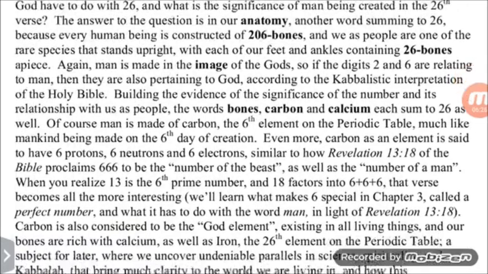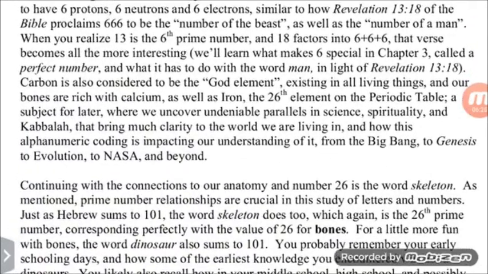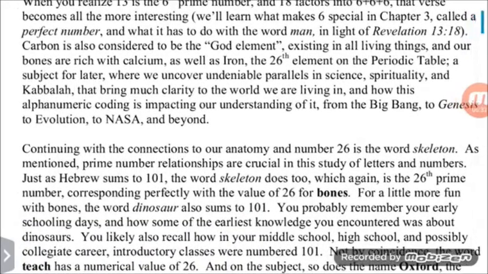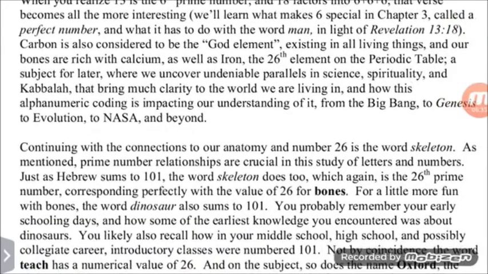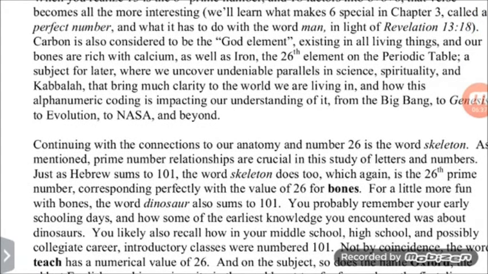Carbon is also considered to be the God element, existing in all living things, and our bones are rich with calcium as well as with iron, the 26th element on the periodic table, a subject for later, where we uncover undeniable parallels in science, spirituality, and Kabbalah that bring much clarity to the world we are living in, and how this alphanumeric coding is impacting our understanding of it. From the Big Bang to Genesis to evolution to NASA and beyond.